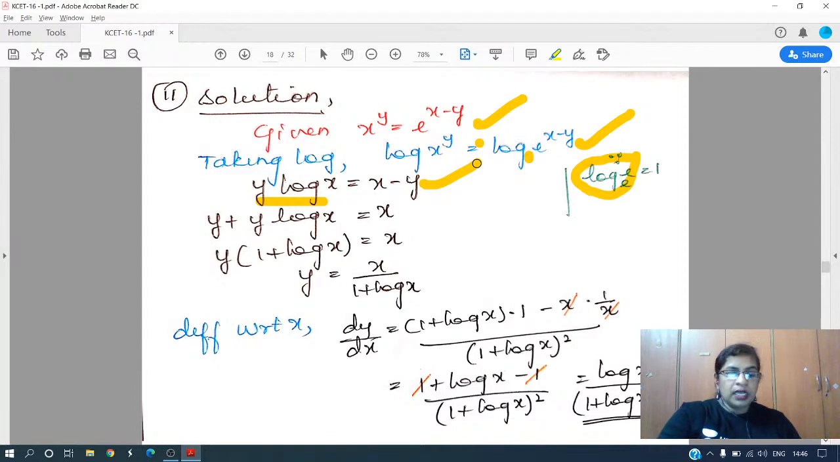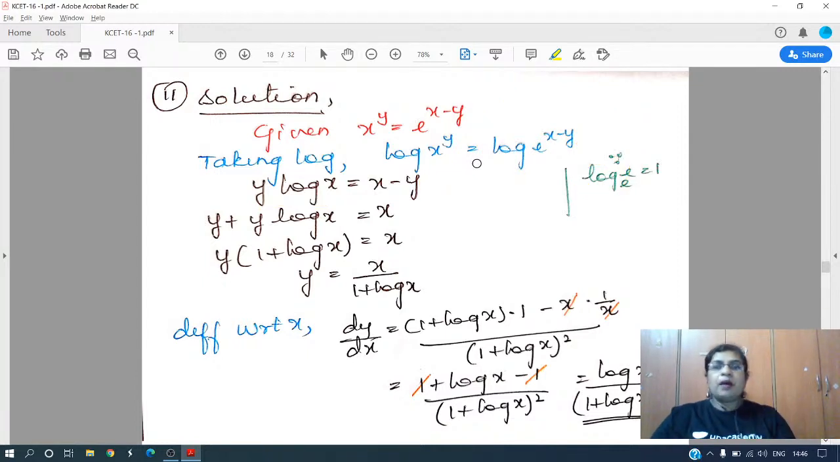So far here we have reached from x to the power y equal to e power x minus y to this form, that is y log x is equal to x minus y. I will bring x together and y together. For this what to do? Minus y bring to the left side. So it becomes plus y. So y plus y log x is equal to x. Take out y common. So what is it that you are going to get? y into 1 plus log x is equal to x. So what is y equal to then? y is equal to x by 1 plus log x.